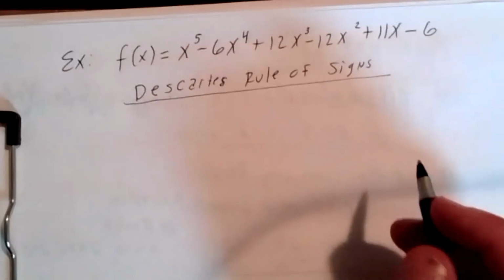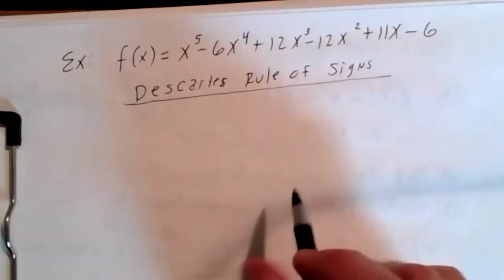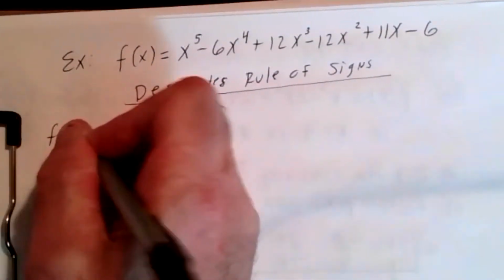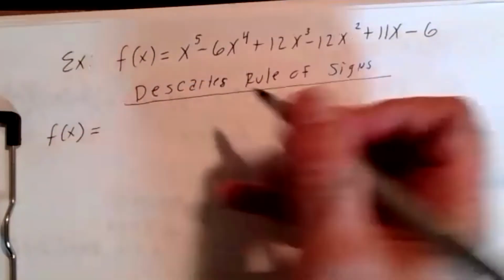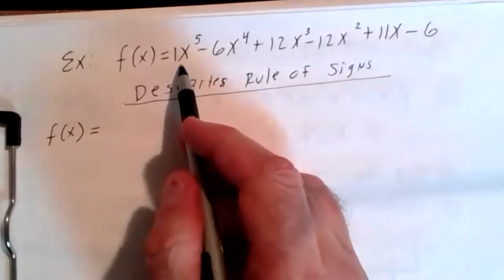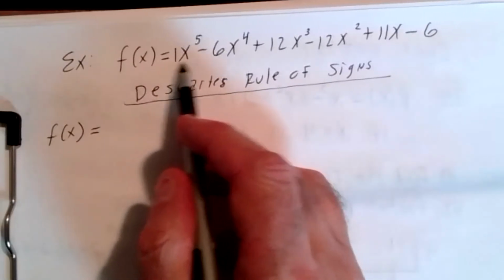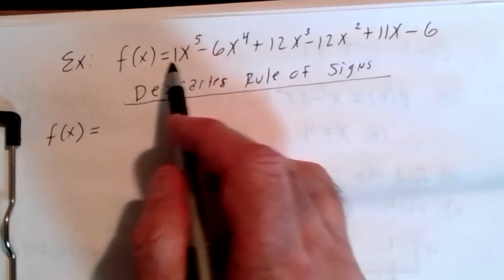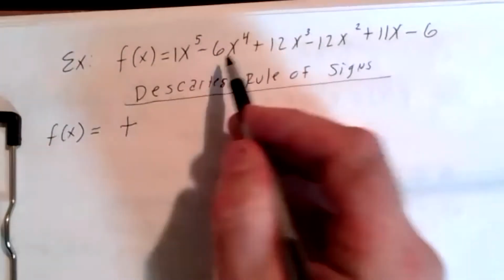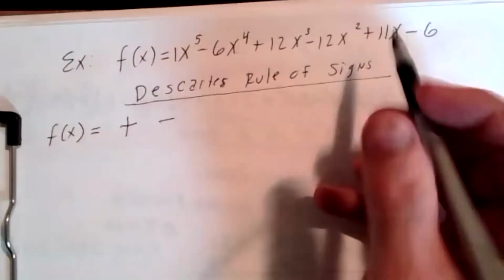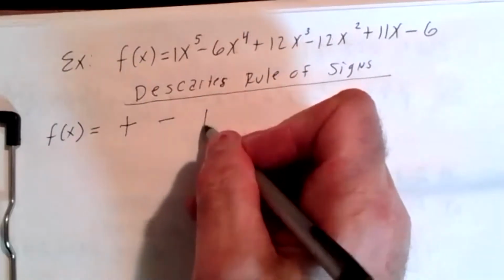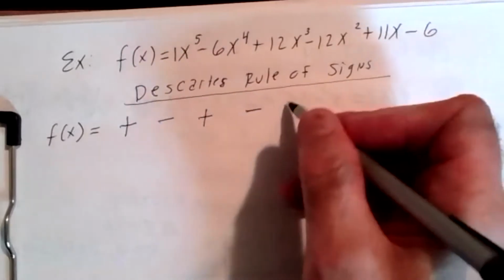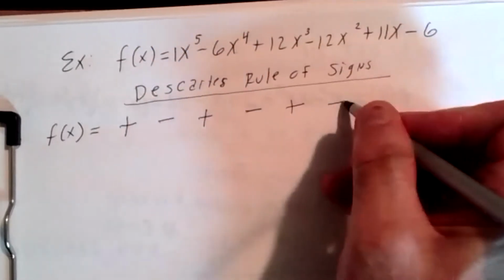Okay, anyways, let's apply Descartes' rule of signs to this function, and this is how it works. We look at f of x and we look at the signs of the terms. My first term is of what sign, positive or negative? I don't care about the details, I'm just concerned about the sign. Positive. This is a negative term. This is a positive term. This is a negative term. And this is a positive term. And this is a negative term there.